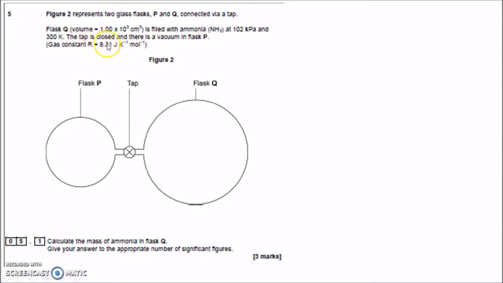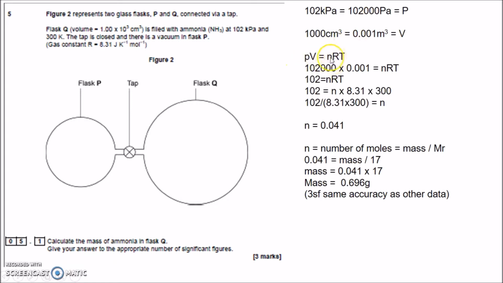The gas constant R is 8.31. That gas constant R gives you a clue straight away, and we're talking about gases anyway. PV equals nRT is the gas equation, and that's the gas constant. So I'm going to use PV equals nRT.